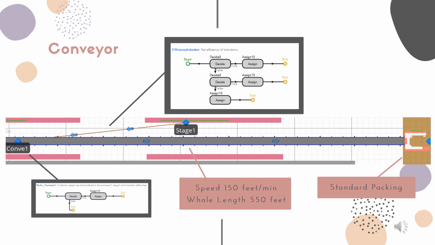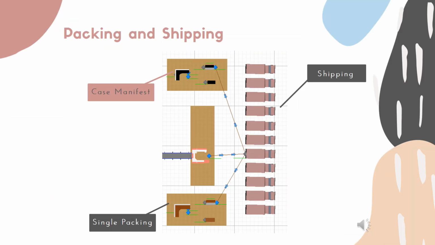State 2 and state 3 will be the same process as state 1. The case manifest and single packing area are the same as separate state 1. MHE go to a separator to separate entity and MHE. An entity will go to server case manifest or single packing, which has a processing time of the entity's pack time. The entity will then be sent to the last sync for ready to shipping.